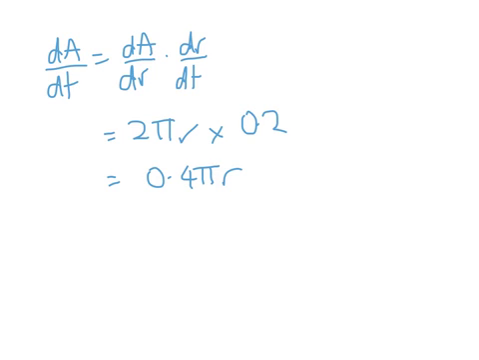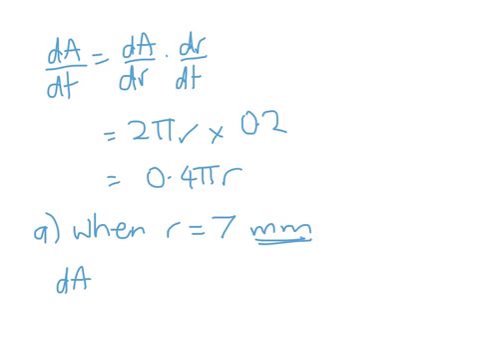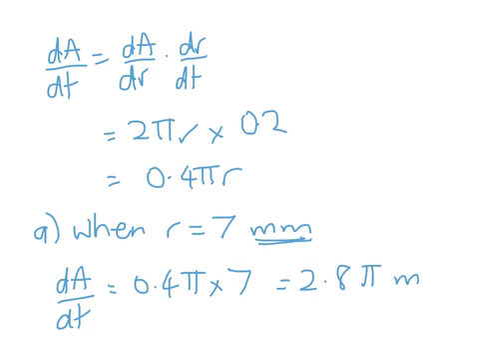Now, the first question was, what is that rate when the radius is 7? Now notice that it's in millimetres, so that matches my units. So all we have to do here is substitute in r equals 7. So dA by dt is equal to 0.4 pi times 7, which is 2.8 pi millimetres per second. Okay, so it's okay to leave it like that.